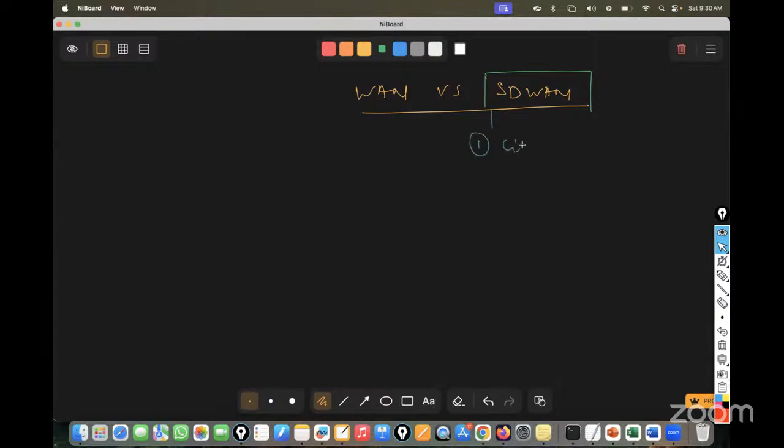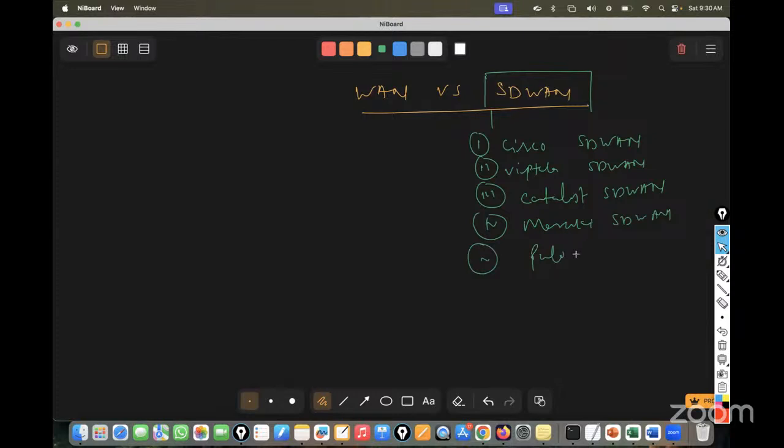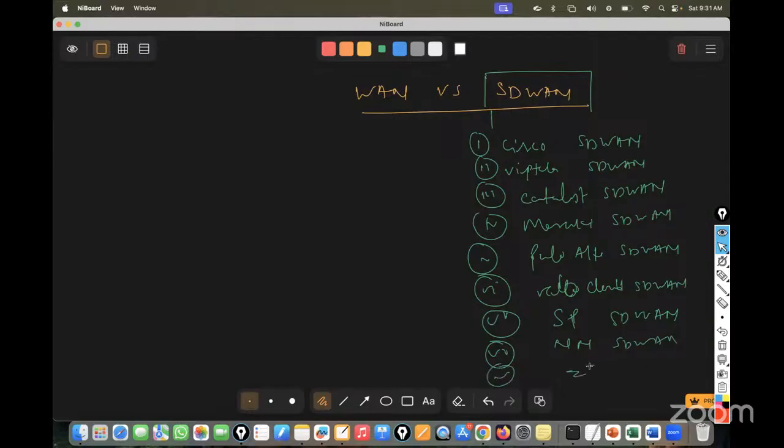Likewise, we're talking about the Cisco SD-WAN. Sometimes you can find the Viptela SD-WAN, sometimes the Catalyst SD-WAN, sometimes a Meraki SD-WAN. You are going to find a Palo Alto SD-WAN, a VeloCloud SD-WAN, a Silver Peak SD-WAN, Nokia Nuage SD-WAN, Zscaler SD-WAN, Cato SD-WAN, Versa SD-WAN. So there are a lot of vendors. Even by my count, it is going to be 20 plus vendors which I know.